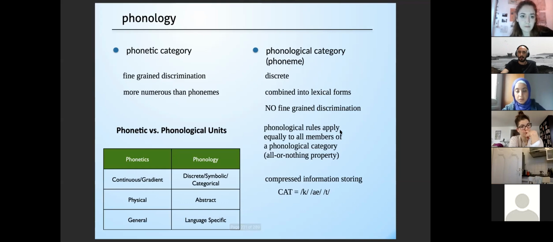All right. So you see there are a lot of differences between phonetic categories and phonological categories, or phonetic sounds and phonemes, right? Phonetics are continuous and gradient, they're physical, they're general. Phonological representations are discrete, symbolic, categorical, and they represent some level of abstraction over all these different features that can vary in the sound, and they're language specific, okay?